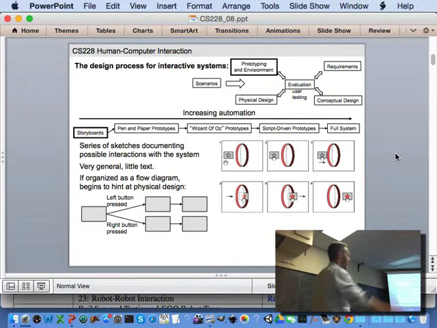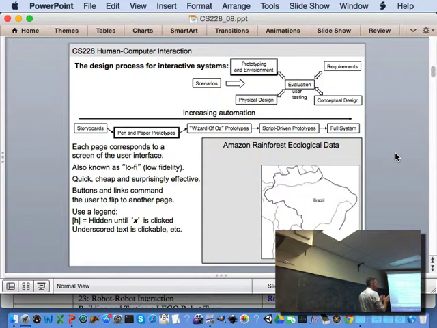Take all these pieces of paper and start to move them around and attach them with arrows and actually sketch out in a few minutes how the functionality of this system might work. Okay, so we're going to actually try this in a moment. So for those of you that have pen and paper, get ready. So imagine we're going to try and storyboard our Amazon rainforest visualization system, the Amazon Rainforest Ecological Data Visualizer.